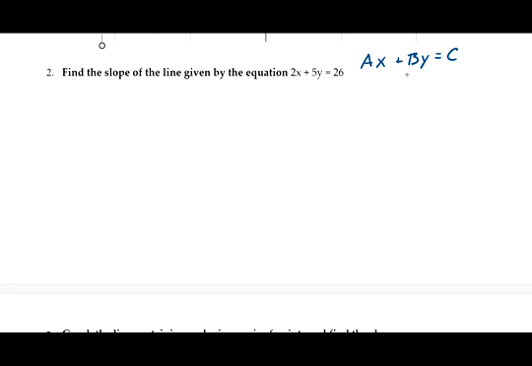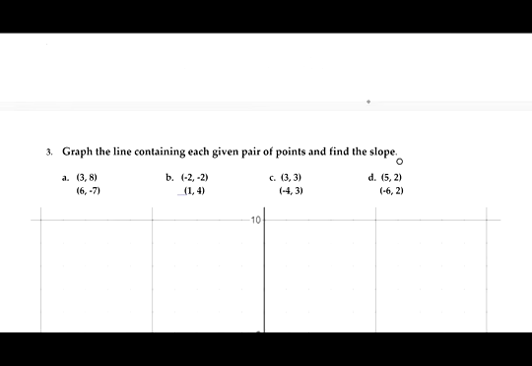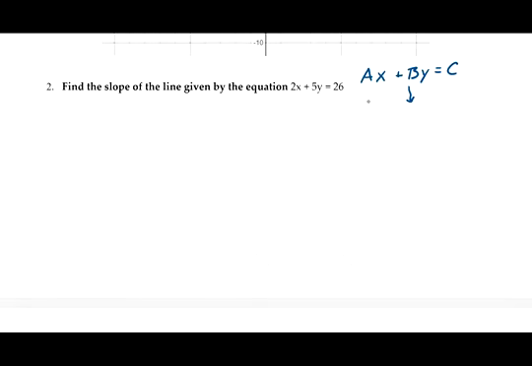We don't need to graph, we don't need to look at points on the graph. What we could do is rearrange this equation and solve for y. Once we solve for y, we have y equals m times x plus b, where m is the slope and b is the y-intercept. So we're looking for the slope. Now, if we're just working with the equation, the slope is the number in front of the x.